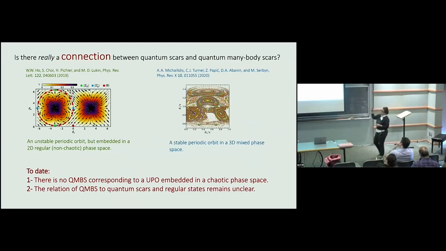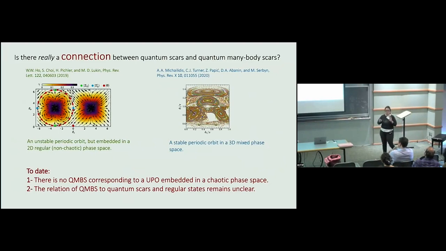Later, taking this further, a work led by Maxime generalized this to higher embeddings. They took the phase space to more than 2, or 3 dimensions, which can actually host chaos. And they found mixed phase spaces, as you can see in this Poincare section here. Mixed phase spaces are typically expected for physical systems. Even more interestingly, they found that QMBS in the PXP model was associated with a stable periodic orbit in this mixed phase space. So, to our knowledge, to date there is no QMBS corresponding to a UPO embedded in a chaotic phase space. And in general, the relation of QMBS to quantum scars and regular states remains unclear.